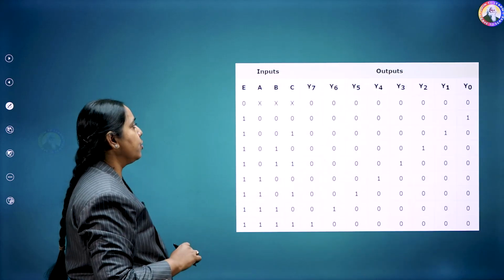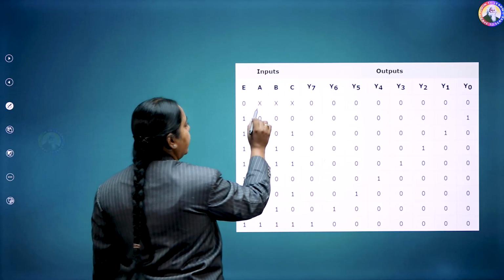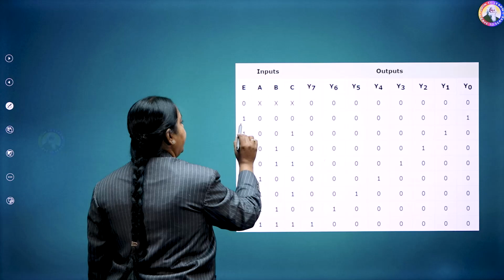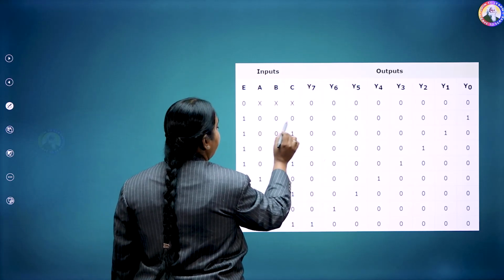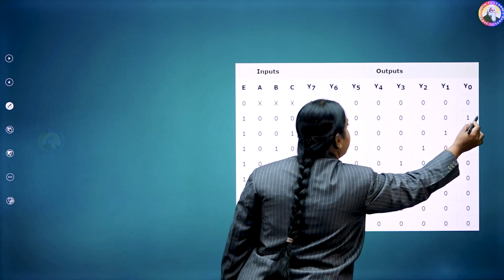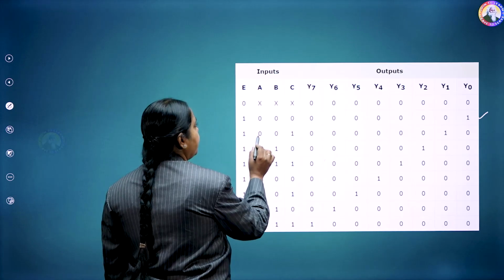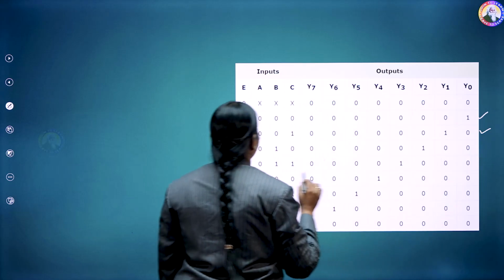So with respect to that 3 to 8 decoder, this is the truth table. When E is equal to 0 and all the inputs are don't cares, the output is zeros. Now, if E is equal to 1 and the inputs A, B, C are 0, 0, 0, then the output that is identified is Y0. Next, if E is equal to 1 and the inputs are 0, 0, 1, the output that is identified is Y1.